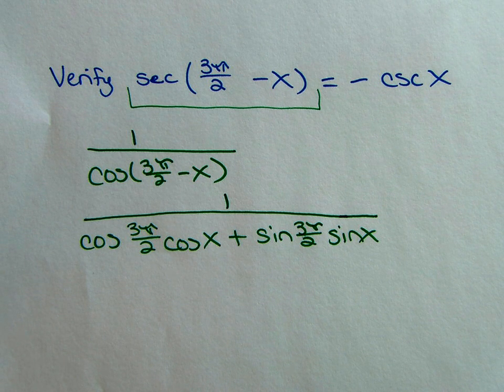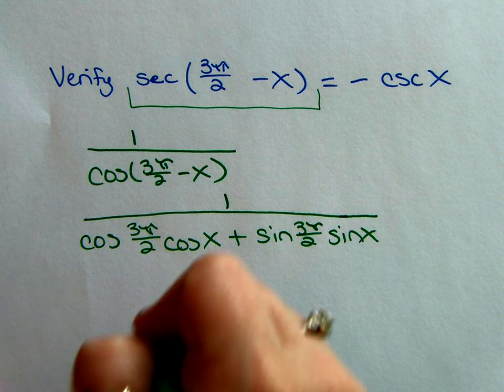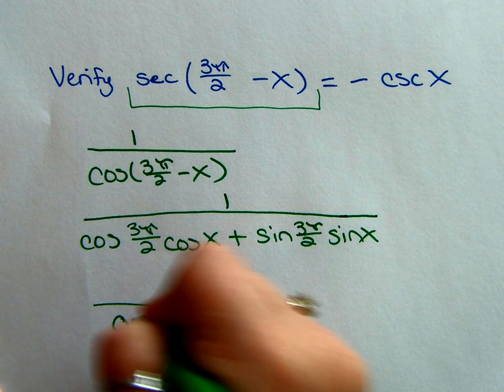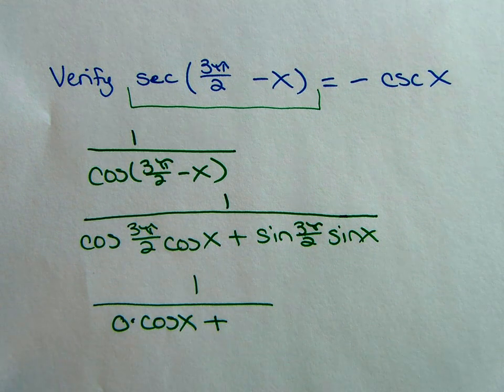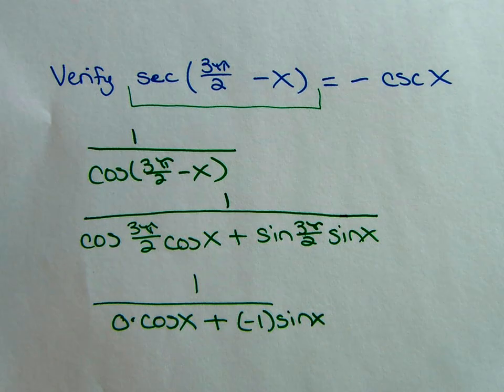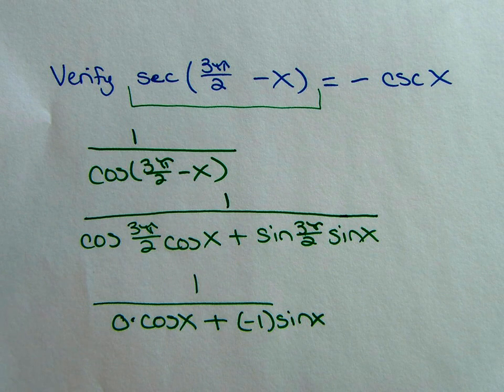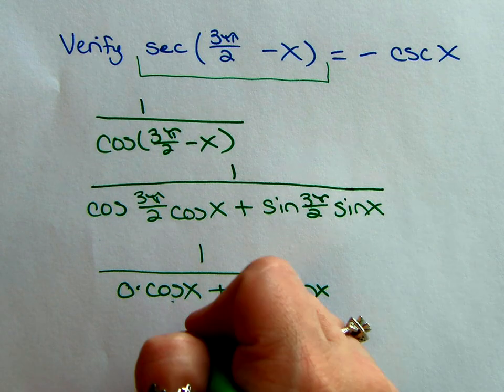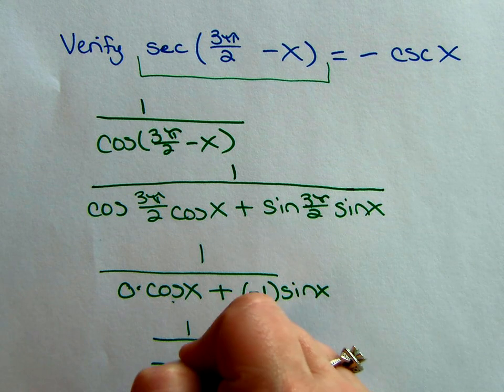So what is the x value at 270? 0. So we'll have 0 cosine x plus, what is the y value at 270? -1. But that first part's going to completely go away, which is super nice, because 0 times anything is 0, leaving us with 1 over negative sine of x.